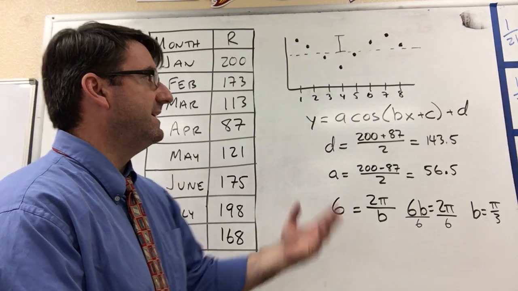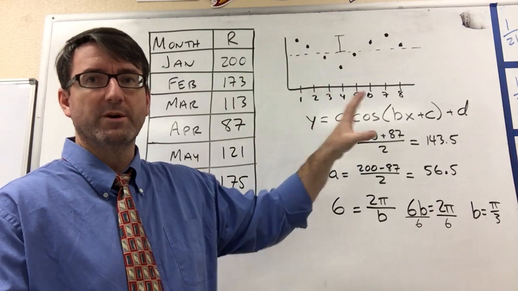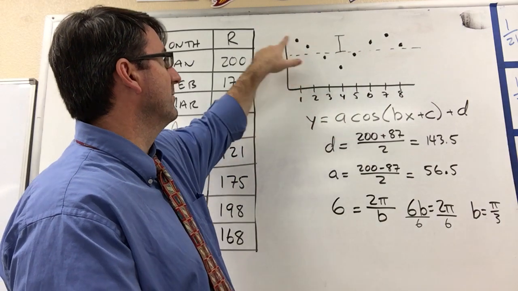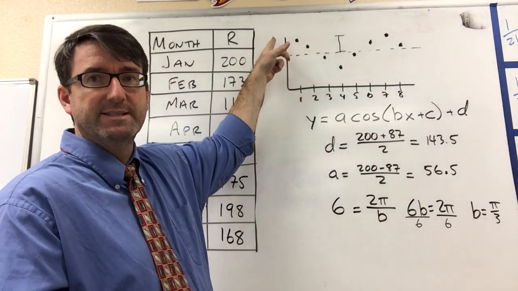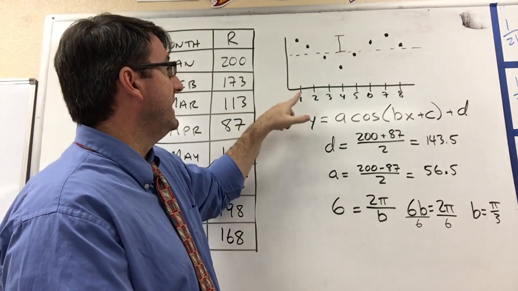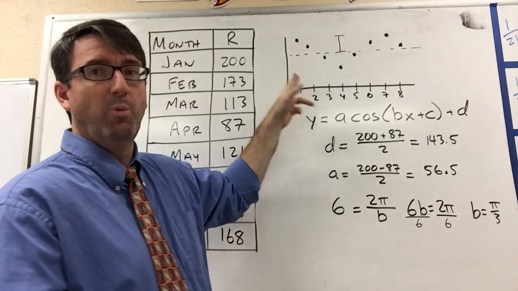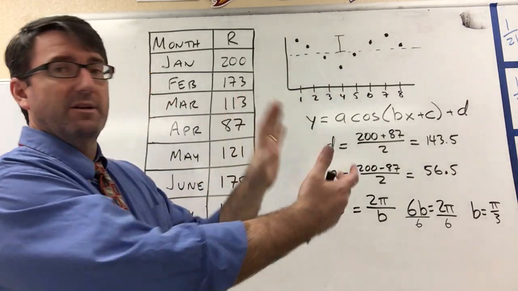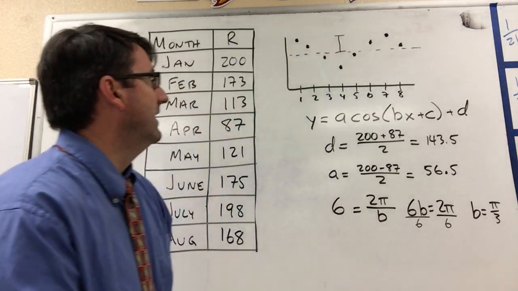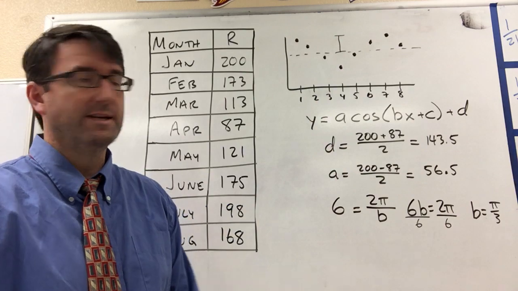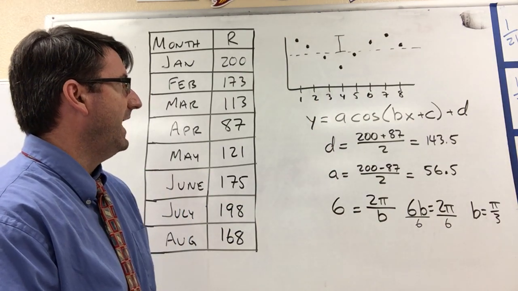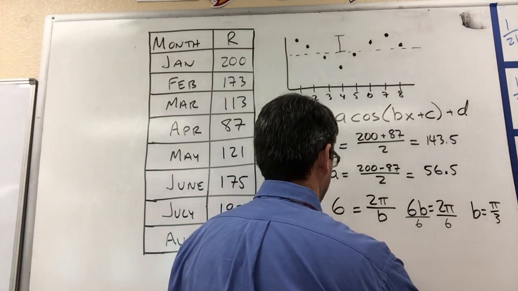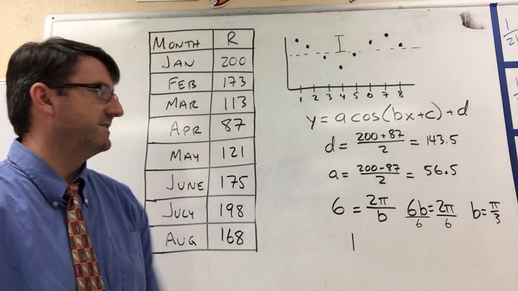And c is going to be our phase shift. Remember, that's our horizontal shift. We're going to shift this thing left or right. And notice here that normally cosine would be at its maximum when x is equal to 0. But here we want our maximum to be where x equals 1. That's where January is. January is month 1, and that's going to be our maximum. So we want to shift this function to the right by 1. And so our phase shift is going to be 1.